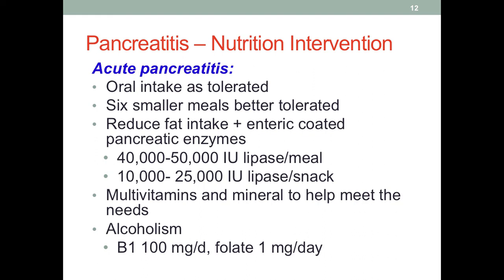Because of the overall maldigestion and the resulting malabsorption caused by this condition, we may want to provide multivitamin and mineral supplements to help the patients meet their needs. If the patient has alcoholism, we need to provide specific supplementation such as vitamin B1 at 100 milligrams a day and folate at 1 milligram a day.